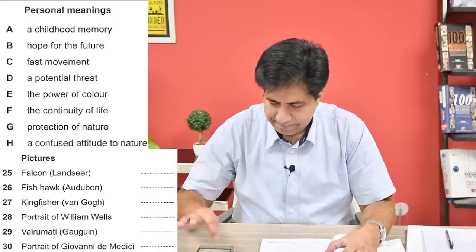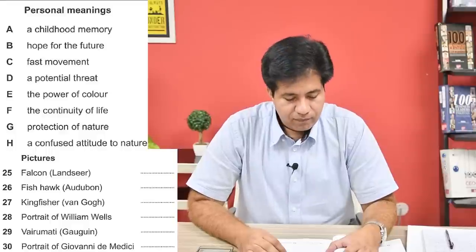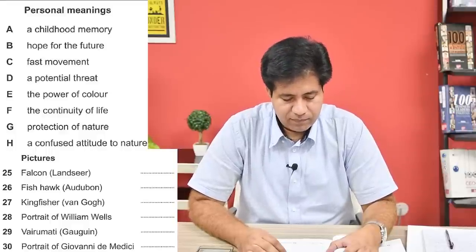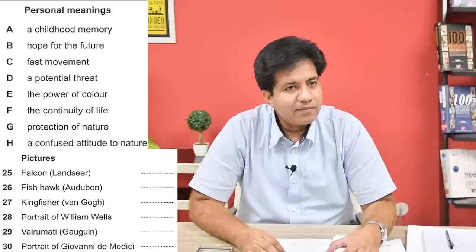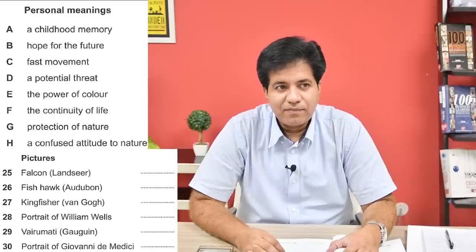Let's see. I chose a portrait of a little boy, Giovanni de Medici. He's holding a tiny bird in one fist. I like the way he's holding it carefully so he doesn't hurt it. Oh, right.